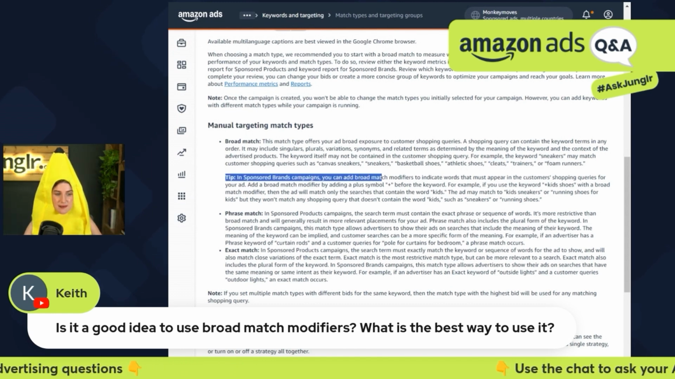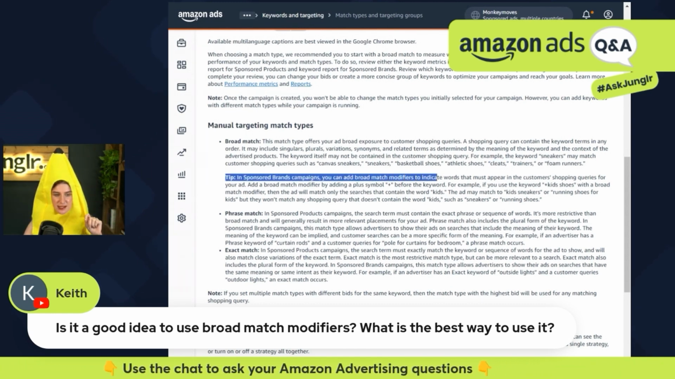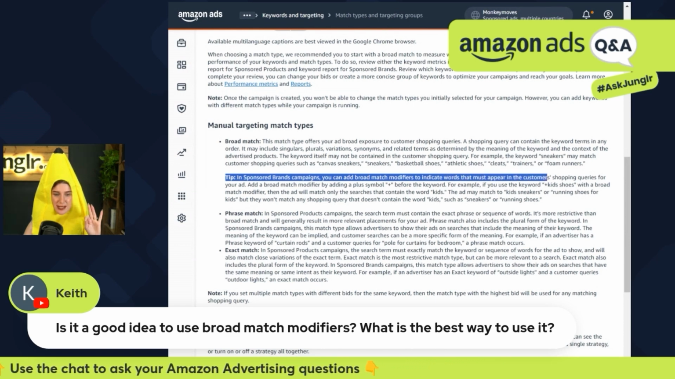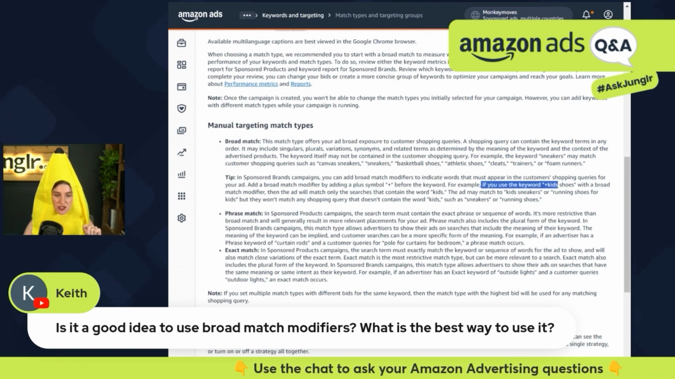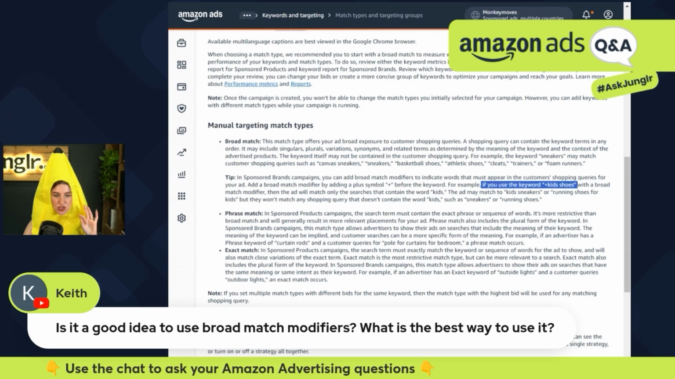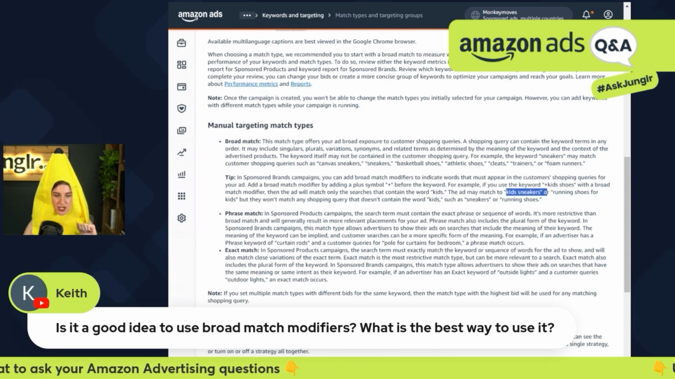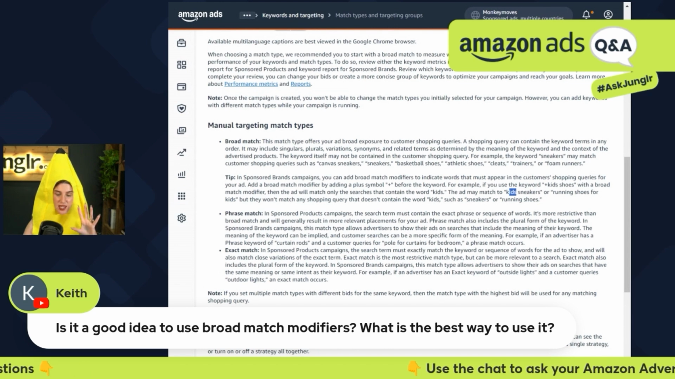Here's the tip. It says for sponsored brand campaigns, use broad match modifiers to indicate the words that must appear in the customer search queries. You add a plus symbol before each of the words that you want to appear in the search. For example, if you use plus kid shoes, then the ad may match for kid sneakers. So you can see that kids needs to be in the search.